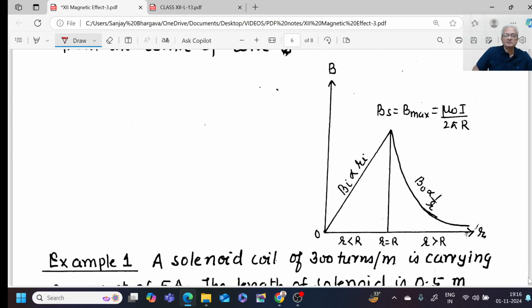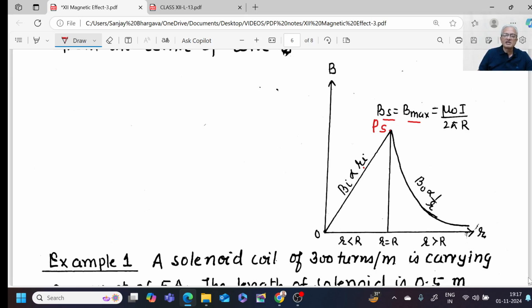देखिए यहाँ पर this point represents the point on the surface, so magnetic field at the surface is maximum and is equal to mu 0 I upon 2 pi r. In the internal side, Bi is directly proportional to ri, so the graph must come out to be a straight line. So from point O to the surface point S, we can say Bi is proportional to ri when r is less than R.